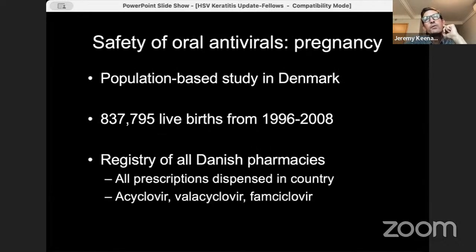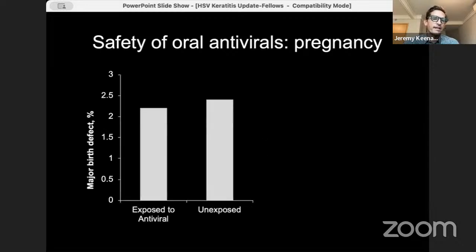What about, and we're talking about long-term Valtrex here. I told you, we tell people they'll be on for the rest of their lives. So what about special situations like pregnancy? There have been studies. There was a population-based study in Denmark that had 800,000 live births, and they looked at all the medications. I guess in Denmark, they know exactly all the medications that all their citizens take. And so then they divided women into those exposed to the antiviral, that's the bar on the left, and not taking an antiviral on the right, and then measured the percentage of major birth defects.